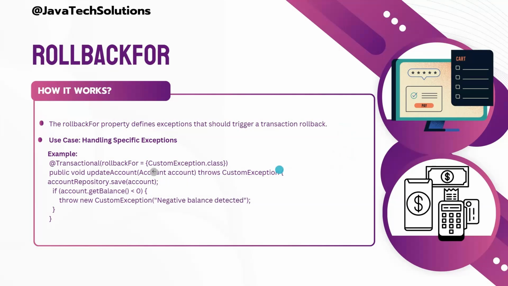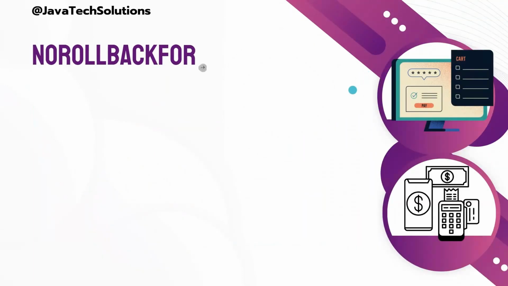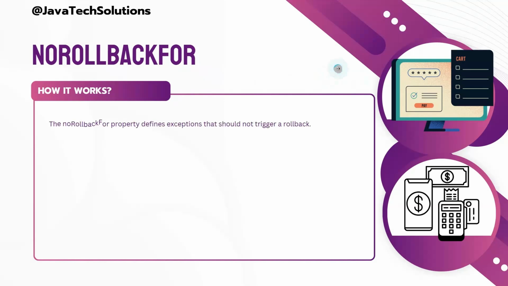So in this way we can use it at the transactional annotation, rollback for equals to the exception we need to define. That means once it receives this particular exception, it will do the rollback. Vice versa, another property we have is the no rollback for, which means that in a certain scenario, if we receive this exception, it will not roll back the transaction.